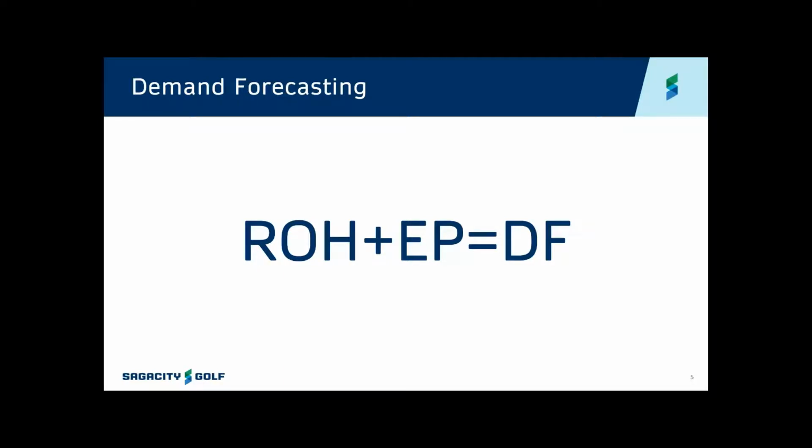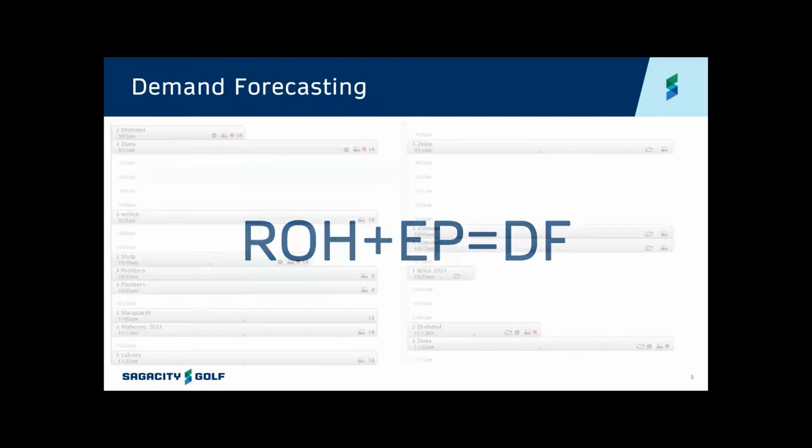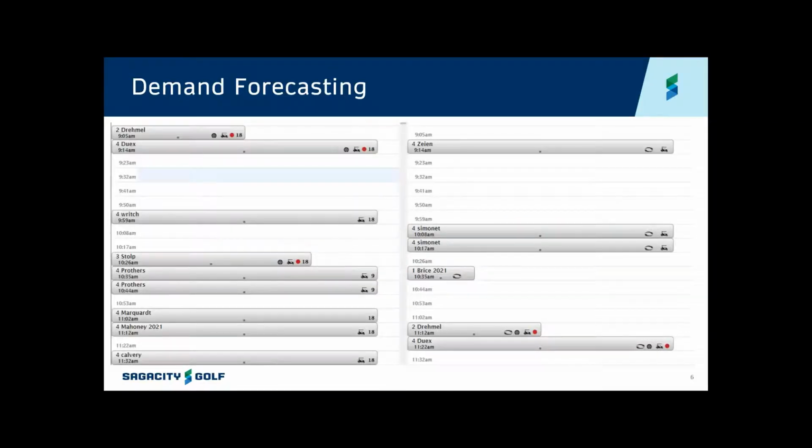How many rounds do I have on the books? What's my expected pickup? And therefore, what is my demand forecast? The first piece, rounds on hand, this is the one you're most familiar with, right?